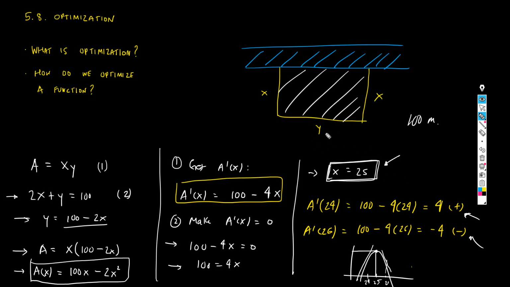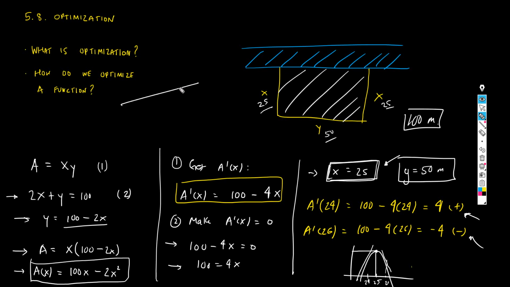Now, of course, now that you know x equals 25, you can get the value of y, right? Because if this is 25 and if this is 25, then clearly y will be equal to 50, so that this plus this is equal to 100 meters. So y should be equal to 50 meters. So these two quantities, guys, are the ones that you have to take to make your garden so that it has a maximum area. Any other combination of x and y will produce a garden which has less area than this particular case.